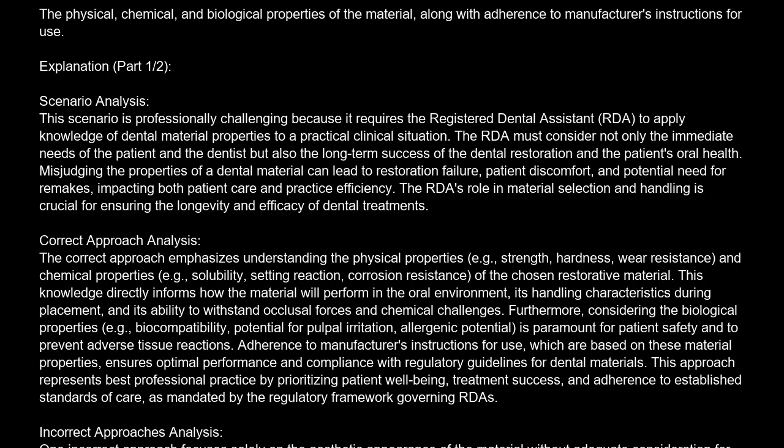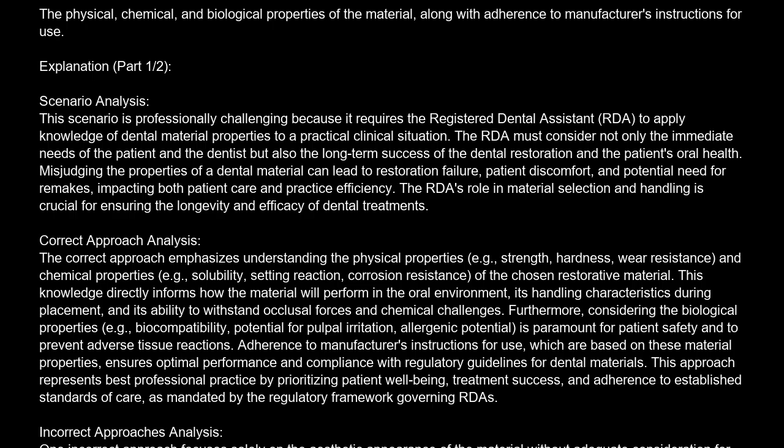Misjudging the properties of a dental material can lead to restoration failure, patient discomfort, and potential need for remakes, impacting both patient care and practice efficiency. The RDA's role in material selection and handling is crucial for ensuring the longevity and efficacy of dental treatments.